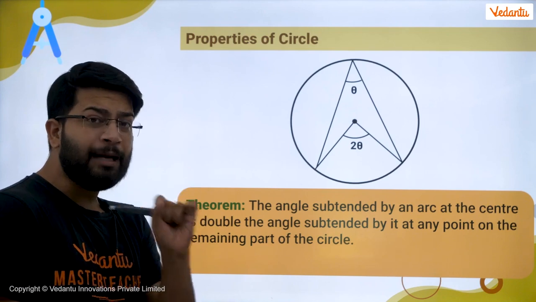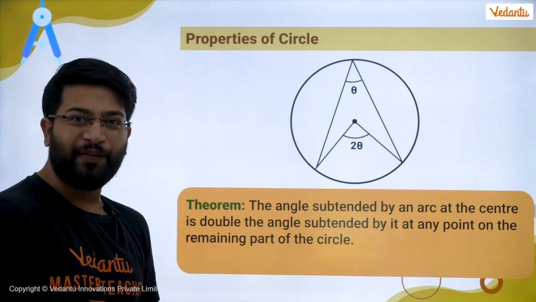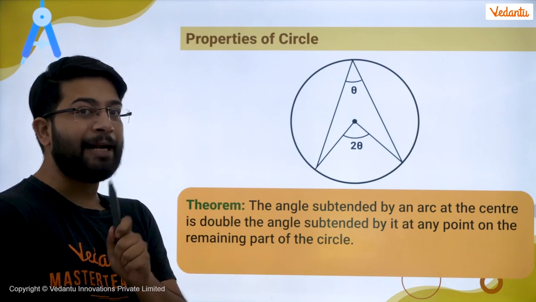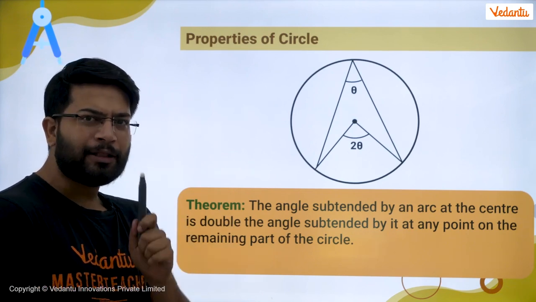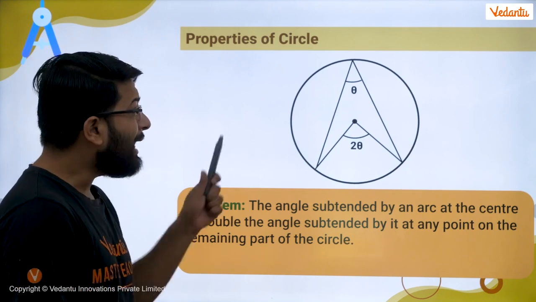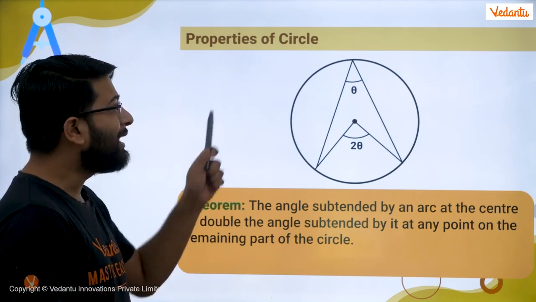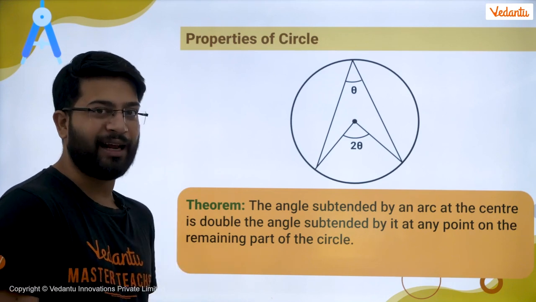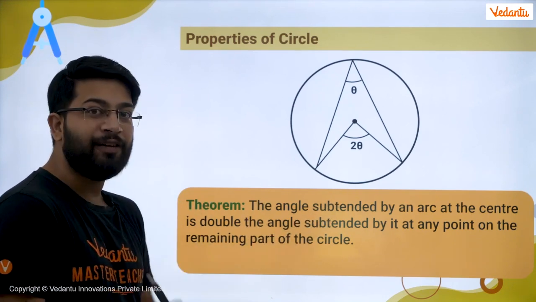Let's say, in this case, we are talking about any particular arc. Now, from the end point of that arc, we are subtending the angle at the circumference, and from the same end point, we are subtending the angle at the center. So, do you know what? The angle subtending at the center will be twice the angle subtended at the circumference. A very important property, but make sure the end point will be the same.